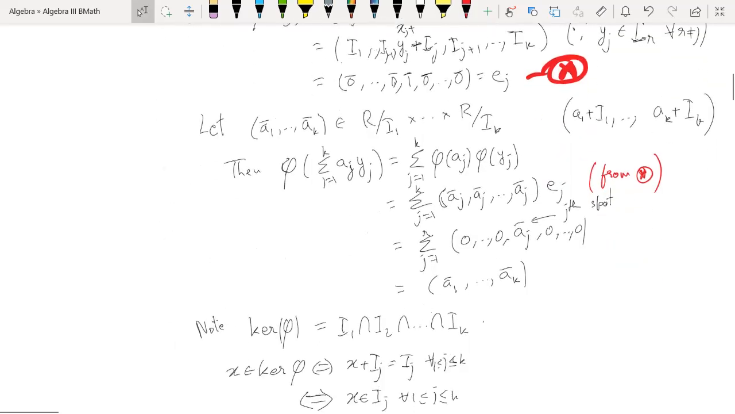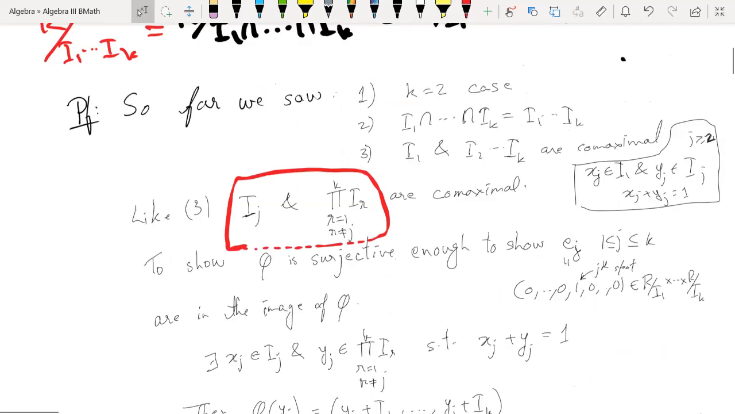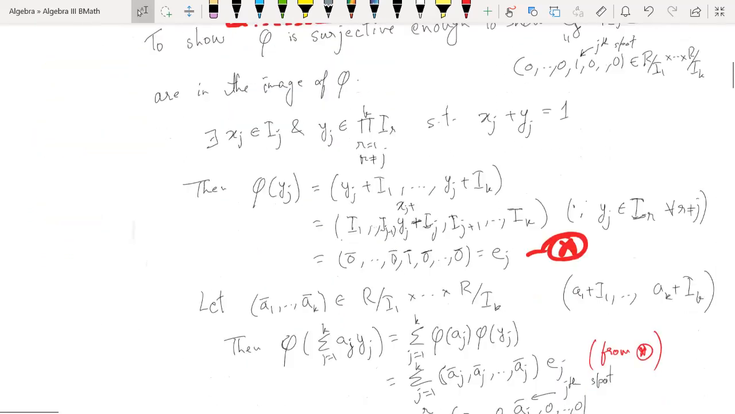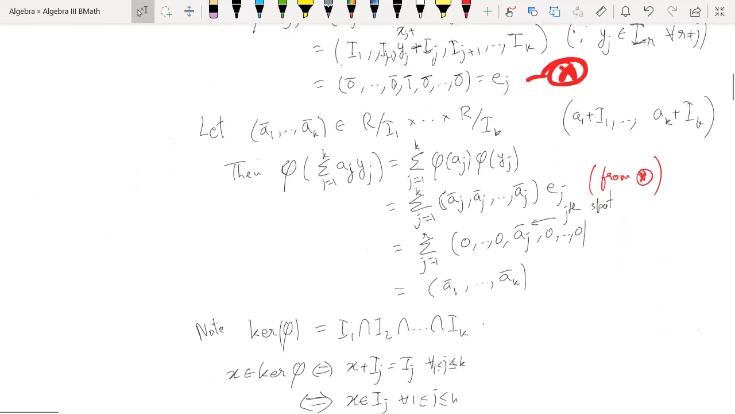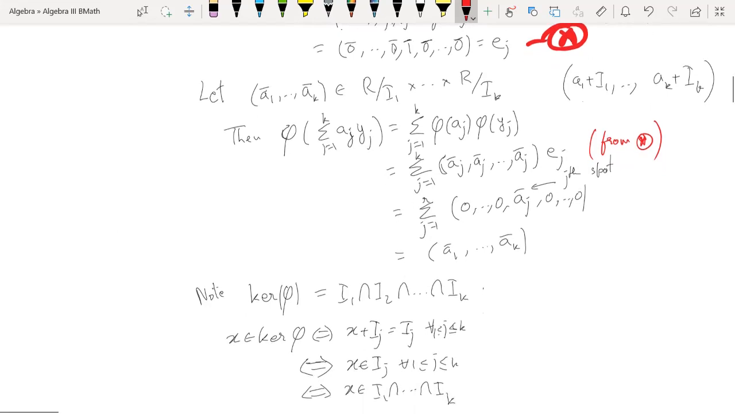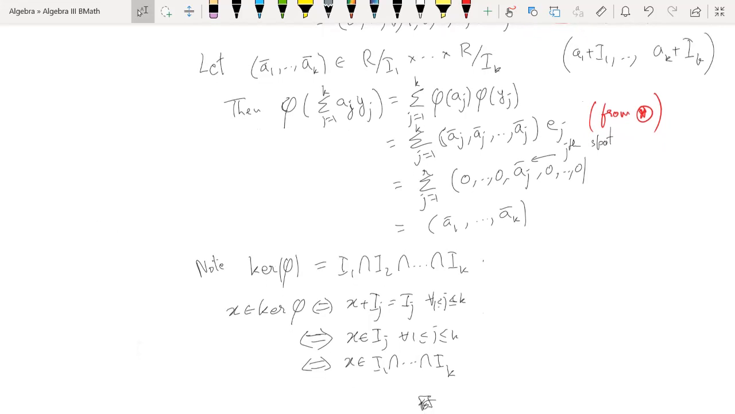Here is the definition: r goes to r plus i1, up to r plus ik. So all of them must be zero. So x plus ij must be equal to ij. And the reverse direction is also true. So this is equivalent to saying that x belongs to ij, which is equivalent to saying that x belongs to the intersection of all these ideals. So that tells you that the kernel is this, and that's it.